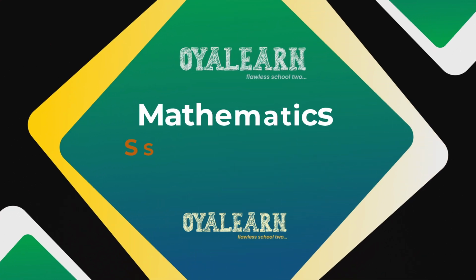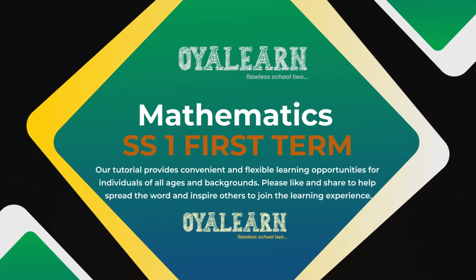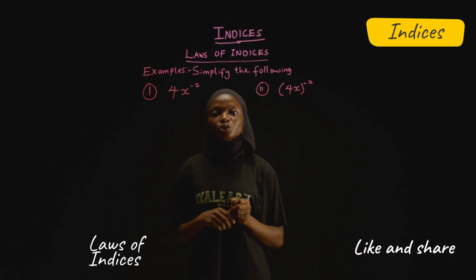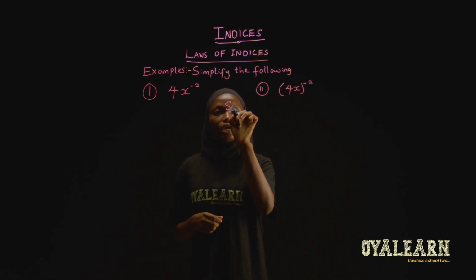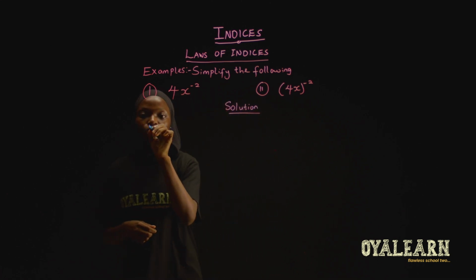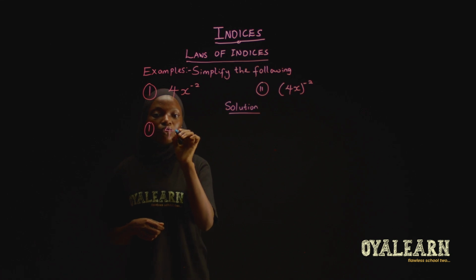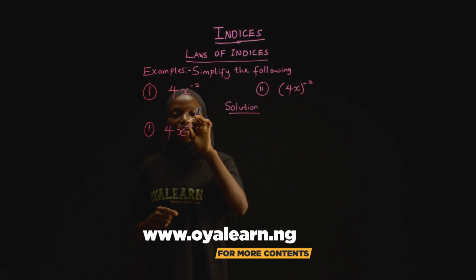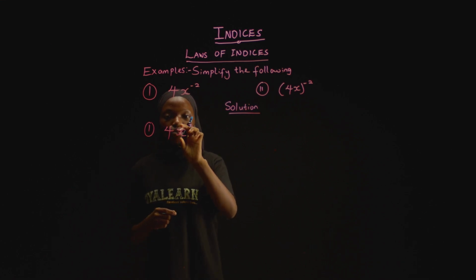Let's simplify the following: 4x raised to the power minus 2, and (4x) all raised to the power of minus 2. Now there's a difference between these two questions, and we'll see why they are different. Solution. The first one, we have 4x raised to the power minus 2. Here, the minus 2 power is on this x alone.